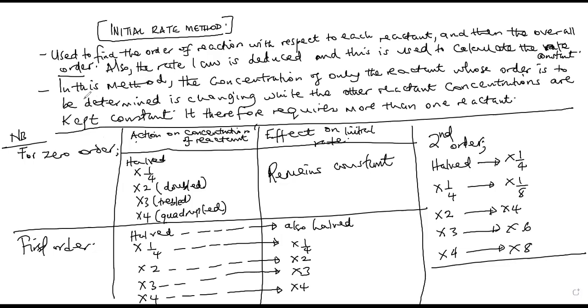What I want you to know in this method is that the concentration of only one reactant, whose order is to be determined, is changing, while the other reactant concentrations are kept constant. Therefore, it requires more than one reactant. We are given a certain reaction with different reactants, but when we say determine the order of reaction with respect to reactant A, it means that its concentration is changing while the concentrations of the others are kept constant.